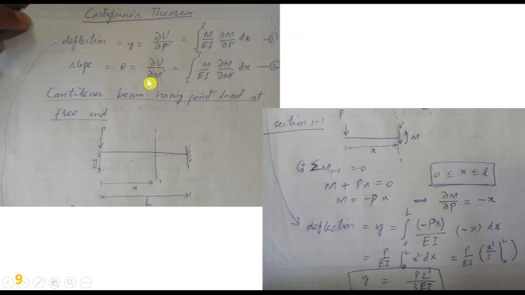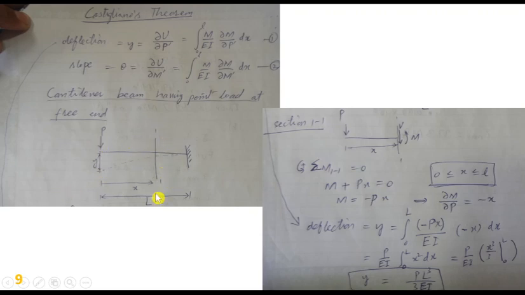For slope, theta is equal to partial U over partial M prime, which is the integral from 0 to L of M over EI times partial M over partial M prime dx. It is equation 2. Now the example: a cantilever beam having a point load at the free end, and we have to find the deflection only at the free end. For that, first of all, the problem is given. This is the fixed end, this is the free end, and load P is already applied.